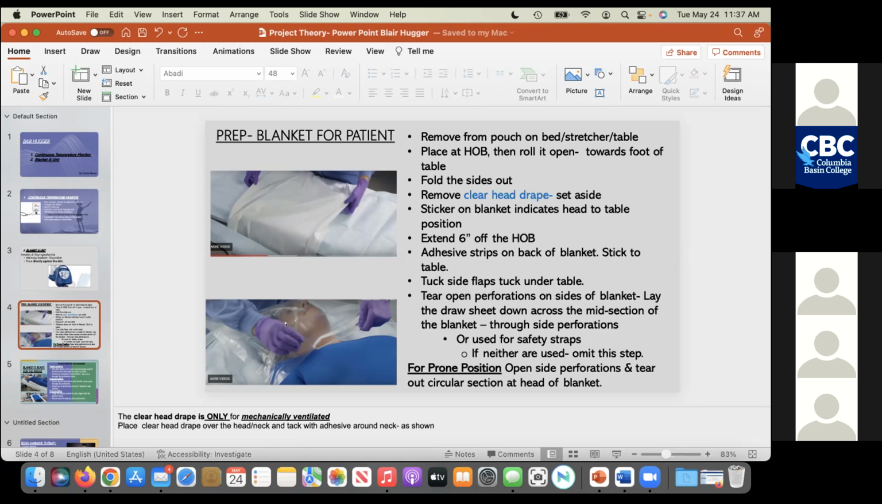And there is this plastic piece that you would only use in the case of someone being mechanically ventilated. So it's really important that unless they're vented, you would not use this. It covers their face and neck, and then there's also more adhesive to secure it around their neck.